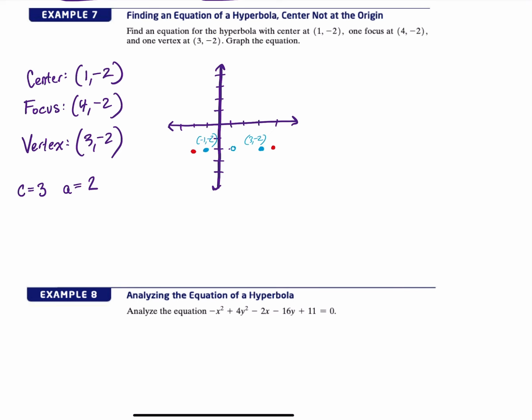Let's find out what our b value should be, since c squared equals a squared plus b squared. So that means 9 equals 4 plus b squared. That gives us b squared equals 5, or b equals √5. So that's again a distance a little bit more than 2. Just to visualize, I would go up a little bit more than 2 units, get the edge of my box, and go down a little bit more than 2.